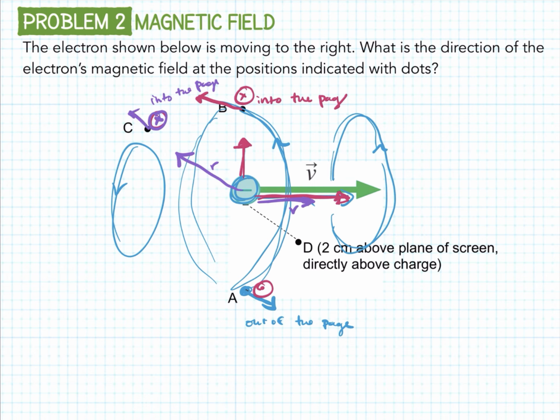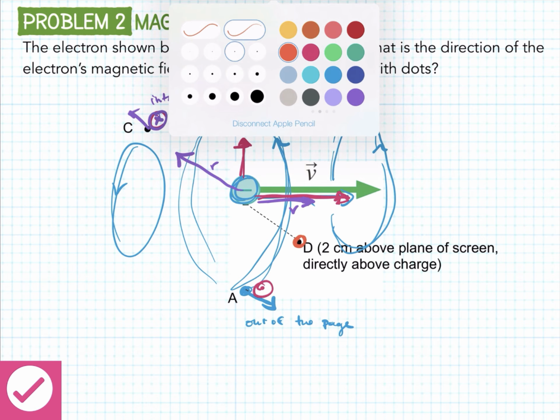Last but not least, we have D, which is directly above, and if you look at the way this is going, this is our electric field line.